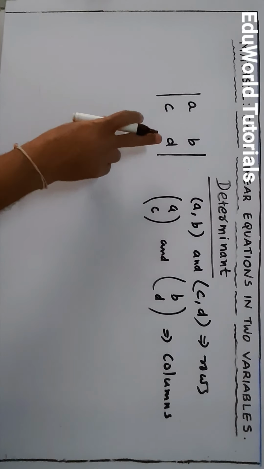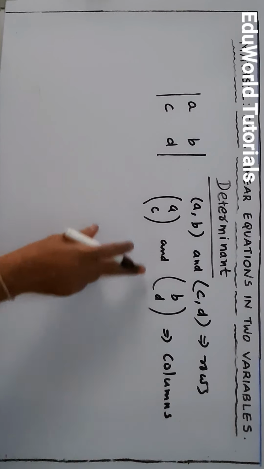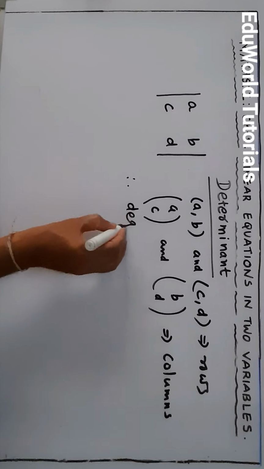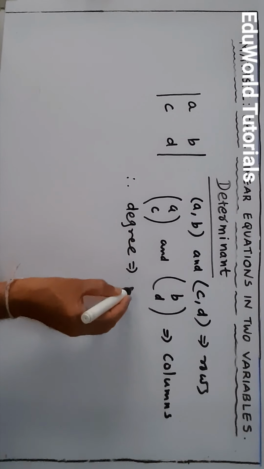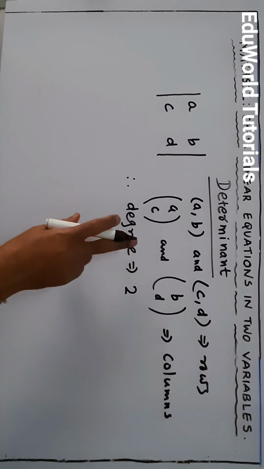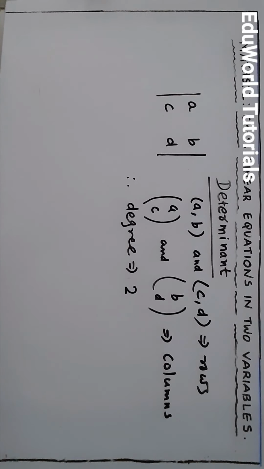This determinant contains two rows and two columns, hence the degree of the determinant is 2. What is the degree of the determinant? It is 2. Why? Because there are two rows and two columns. You can see all these things on page 10 of your textbook.